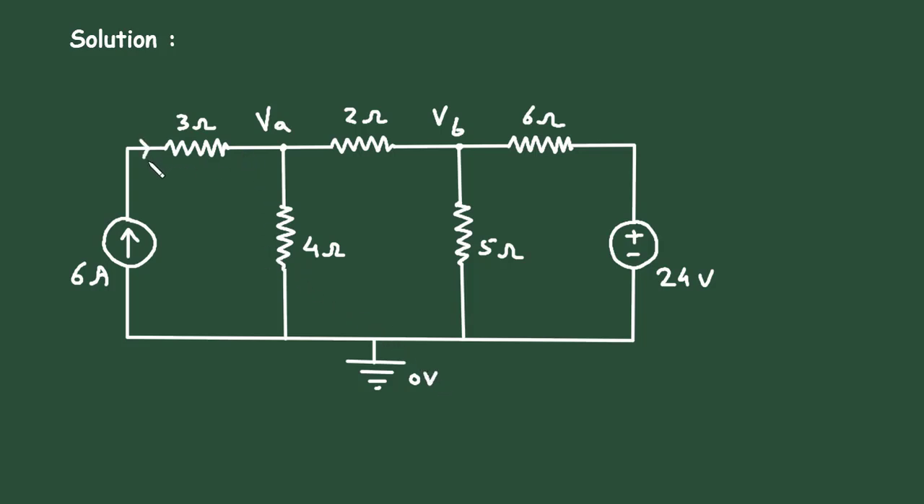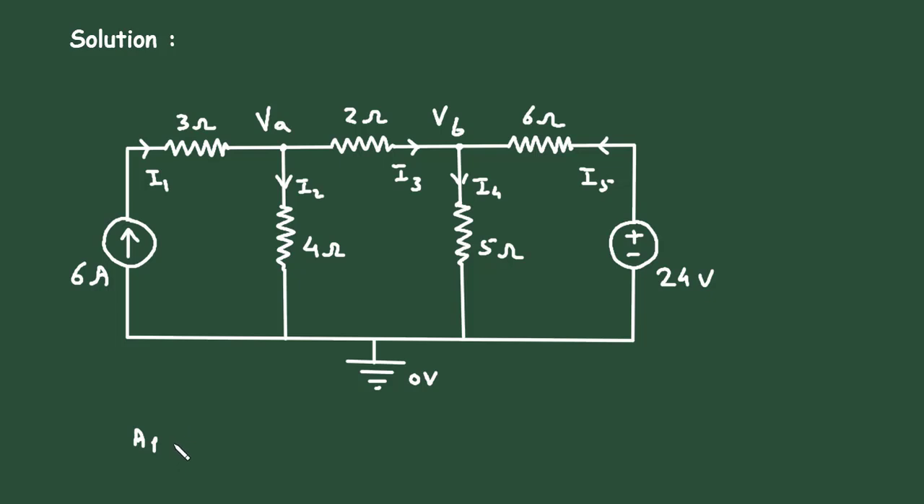Let's say this is current I1. This is current I2. This is current I3. This is current I4. And this is current I5. All the currents are towards this reference node. Now here at this node A, we will apply KCL.